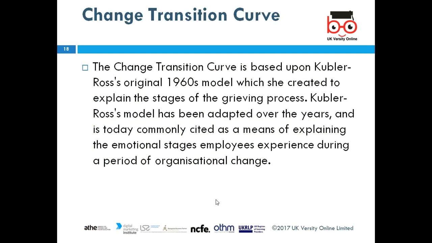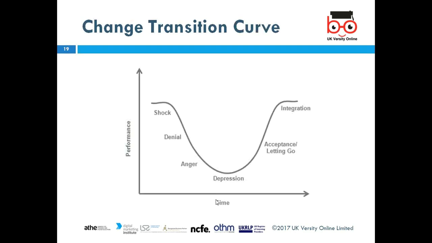So change, then the change transition curve, which was given by Ross in 1960. This model is quite useful as well. So when you want to change, we need to look at the change curve.